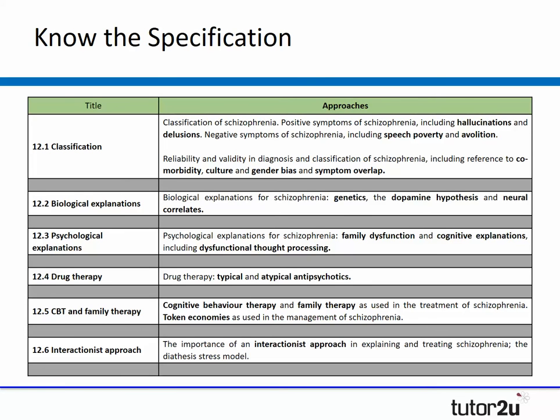As with the legacy spec, you need to know biological explanations, and there are 3 of them: genetics, the dopamine hypothesis, neural correlates. You then need to look at psychological explanations, including family dysfunction, cognitive explanations and dysfunctional thought processing. Then you look at the treatments, so you look at 2 drug treatments, typical and atypical antipsychotic drug treatments. Then look at psychological therapies, which includes 3 of them, so CBT, cognitive behavioural therapy, family therapy and token economies. And then last but not least, you'll round it all off with the interactionist approach and how we can bring biological theories and explanations together with psychological ones.